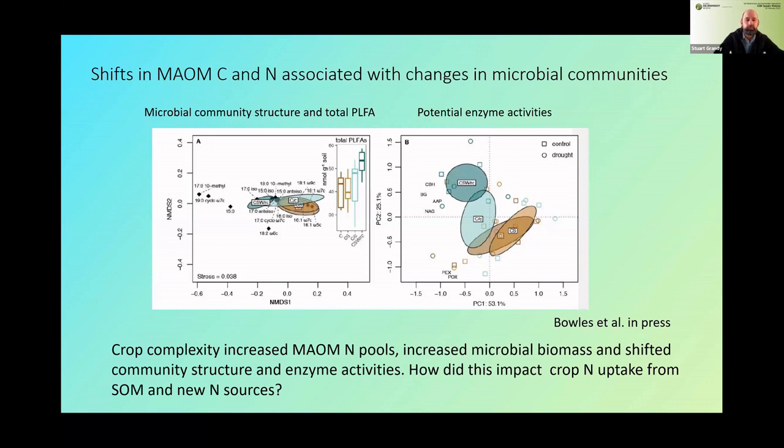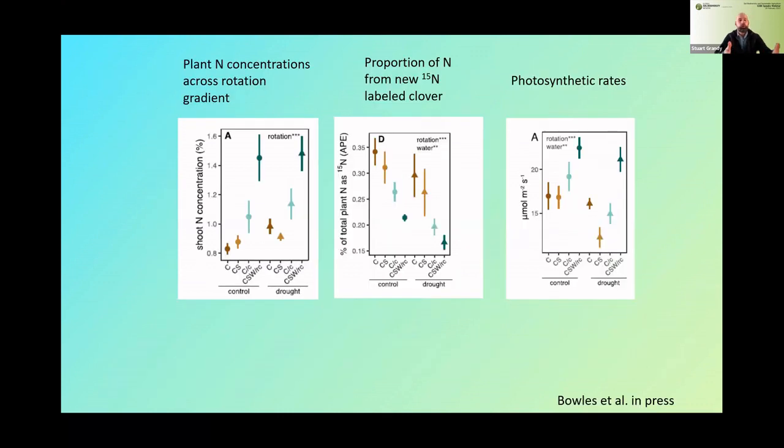And so how did this impact crop nitrogen uptake from soil organic matter and new sources? So this is the plant nitrogen concentration across rotation gradient in the greenhouse. These were not fertilized plots. You can see here that this complex rotation had a much higher capacity to take up nitrogen and got a much higher nitrogen concentration.